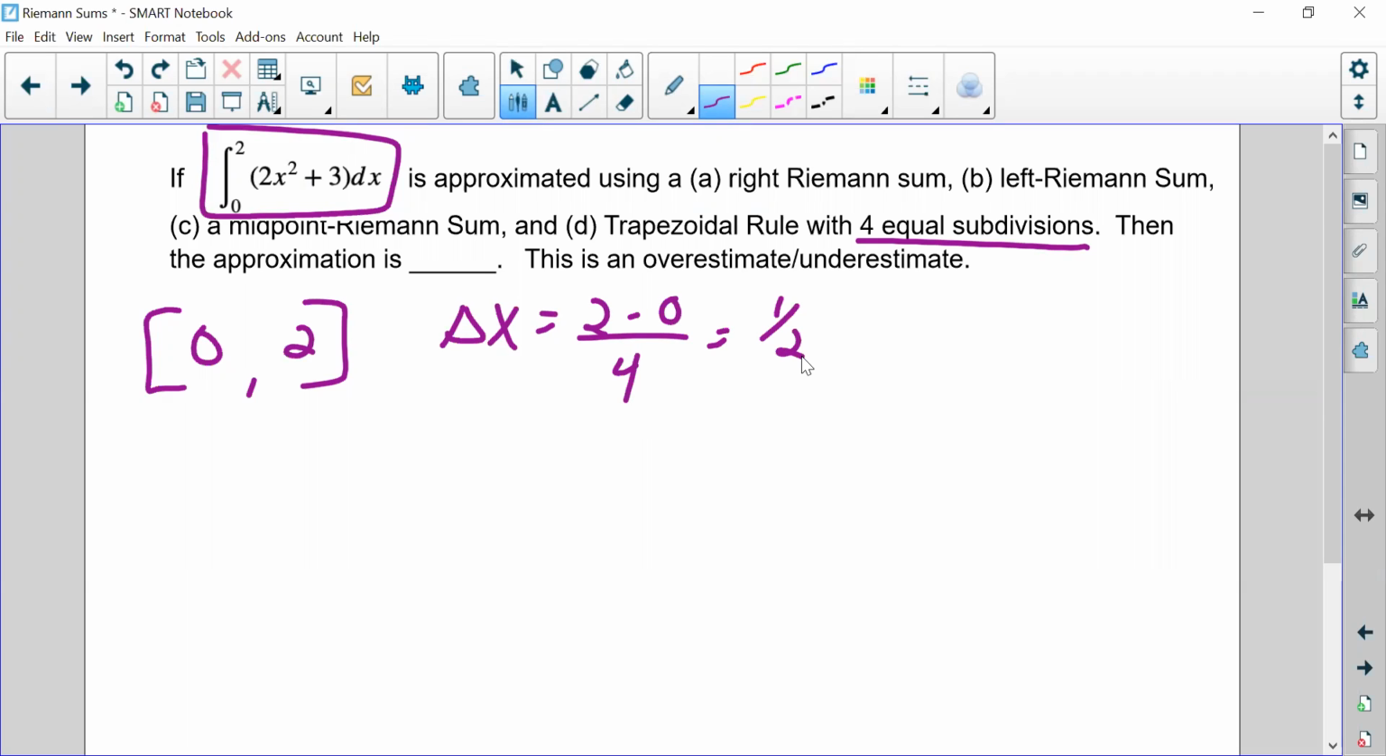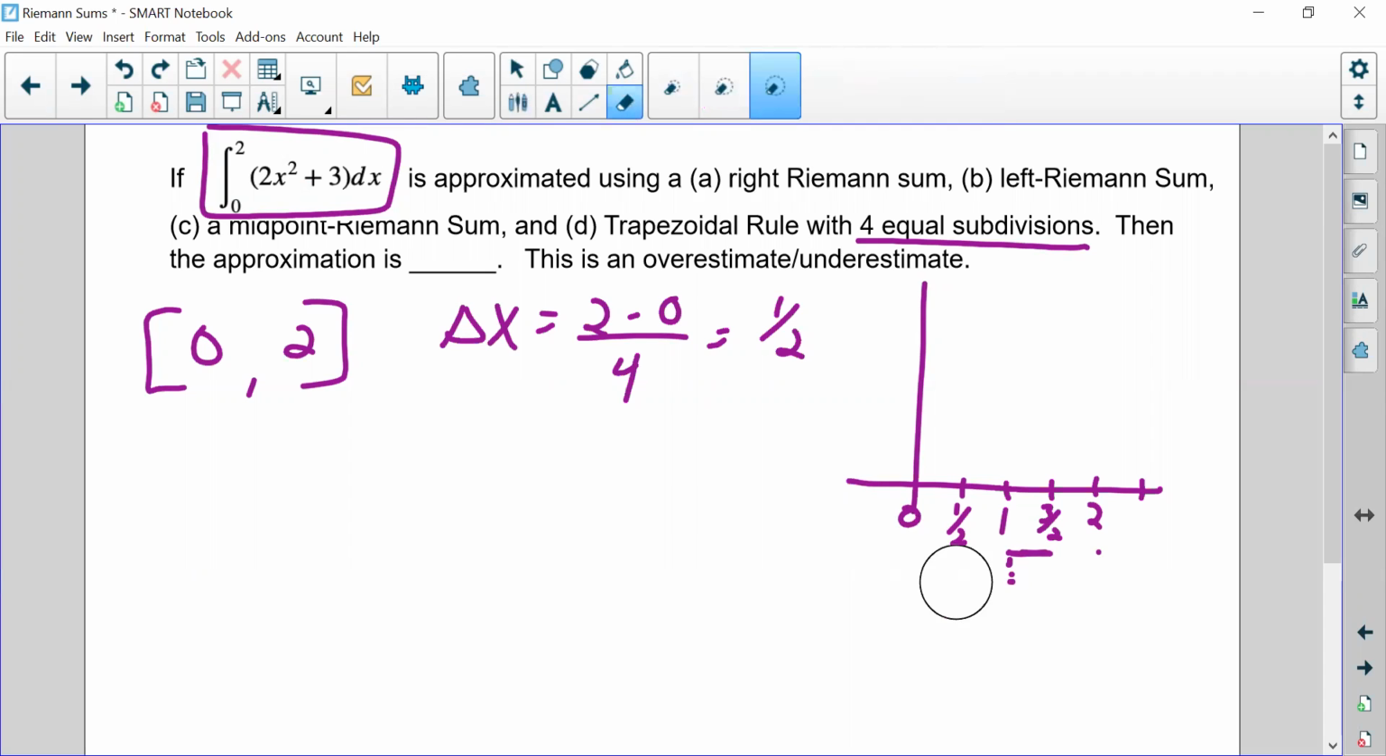So I'm counting by 1/2 on my x-axis. So to help me figure out what this is, I'm going to go 1/2, 1, 3/2, 2, and that's going to give me my intervals. 0 to 1/2 is 1 rectangle, 1/2 to 1 is the second, 1 to 3/2 is the third, 3/2 to 2 is my fourth one. So it gives me my 4 subintervals. So I'm just putting that there. Now you draw on the graph, just give me an idea what to work with.